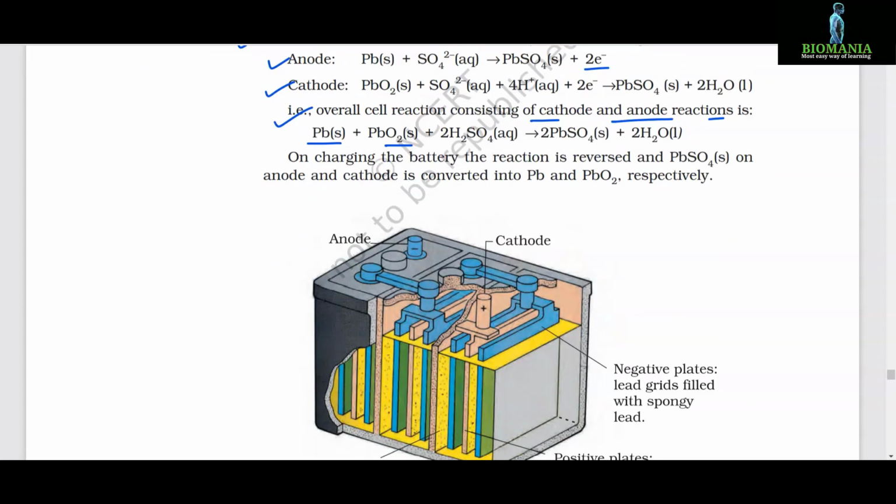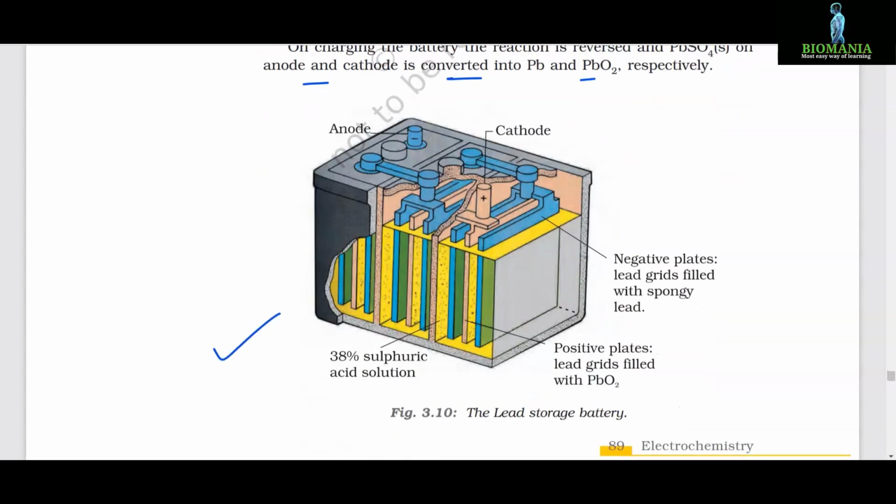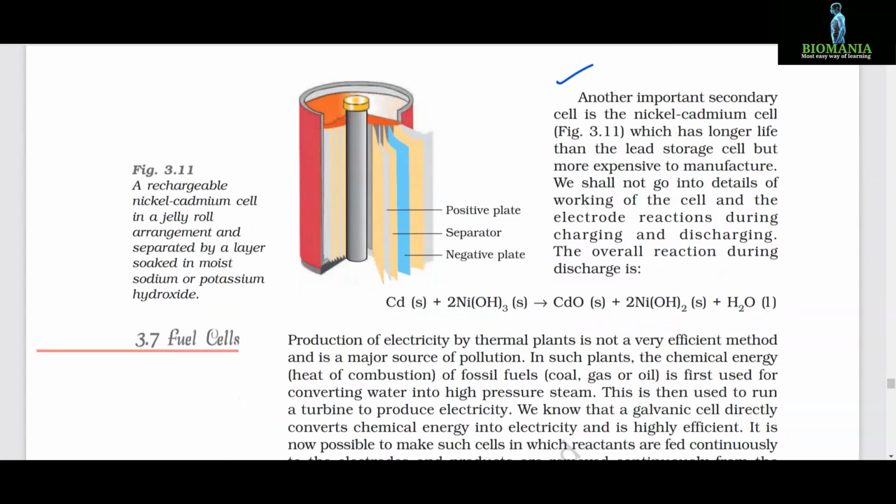On charging the battery, the reaction is reversed and PbSO4 on anode and cathode is converted into the Pb and PbO2 respectively. Here you can see the diagram 3.10, the lead storage battery. Another important secondary cell is the nickel cadmium cell, that is figure 3.11, which has longer life than the lead storage cell but more expensive to manufacture. We shall not go into details of working of the cell and the electrode reactions during charging and discharging. The overall reaction during discharge is Cd plus 2NiOH whole thrice gives out CdO plus 2NiOH whole twice plus H2O.